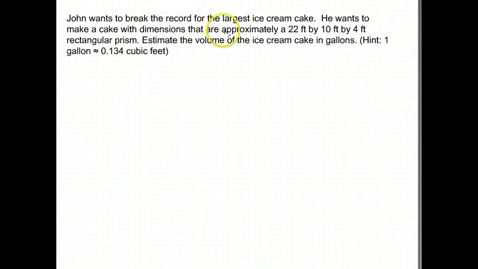All right, John wants to break the record. So your question is going to tell you about the largest ice cream cake. John wants to break the record, so he's going to make a bigger one than that. These are different numbers than you have, but it'll show you the process. He wants to make a cake with dimensions that are approximately 22 feet by 10 feet by 4 feet. So he is making an ice cream cake. That's the shape of a rectangular prism.